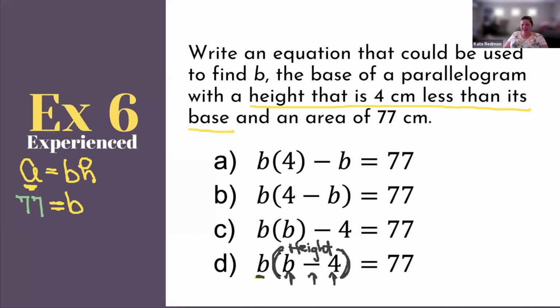But I want to look at A and C first. Notice that the base is not multiplying with the whole height on A and C. Let me show you what I mean. On A, the base is just multiplying by 4. See the parentheses stop? We said our height was 4 less than the base. It's that whole thing. So we're not going to multiply by just 4 and then subtract the base when we're done. Same thing with C. C says, well, multiply the base times just the base. We need to multiply the base by the whole height expression. So that just leaves us with these two.